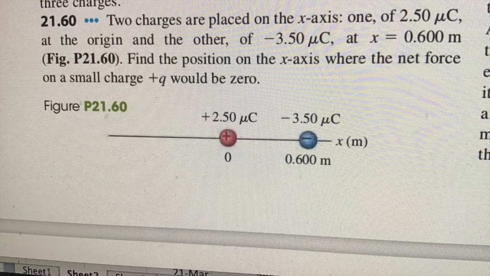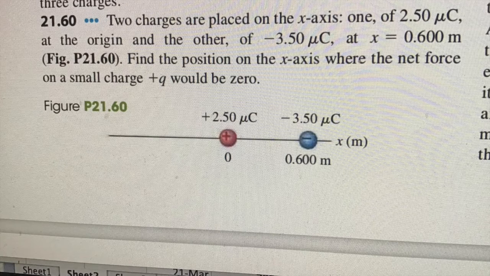Alright, so in this video we're looking at electrostatics. So problem 2160 from University Physics, Young and Friedman. We've got two charges placed on the x-axis, one of 2.5 microcoulombs at the origin and the other is going to be minus 3.5 microcoulombs at x equals 0.6 meters.